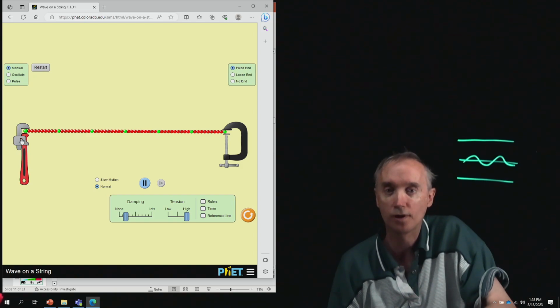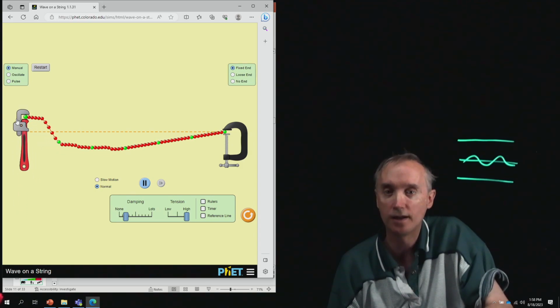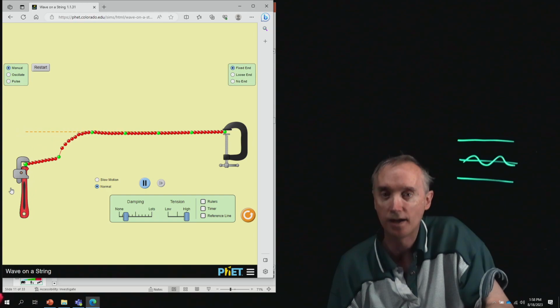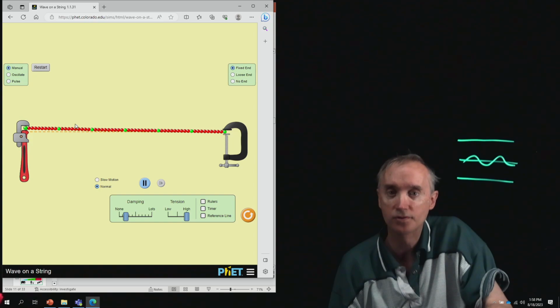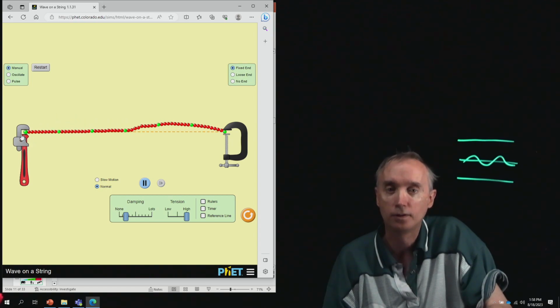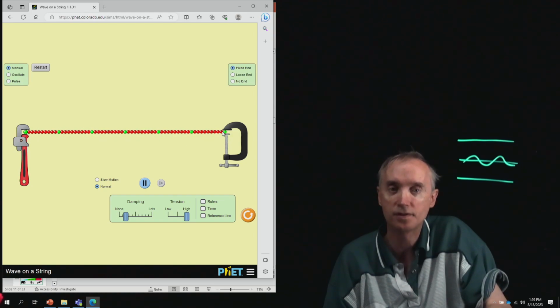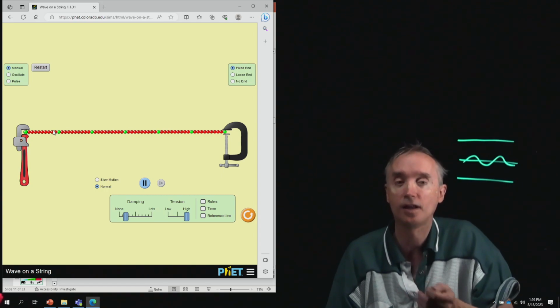So if I take this wrench and very quickly move it, let me move it down and then move it back up again. So down and then up. You can see that it was generating a pulse that traveled down the rope there. And also, did you notice what it did when it got down to the C-clamp over here? Let me do it one more time. Did you notice that it bounced off of the C-clamp and went back towards the wrench? That's going to be called reflection.